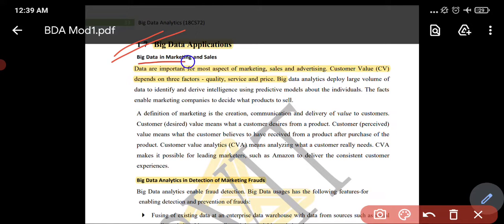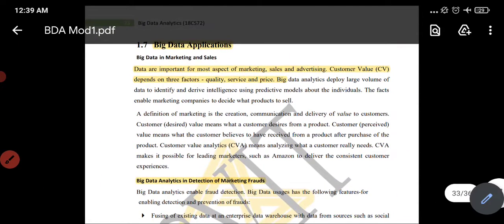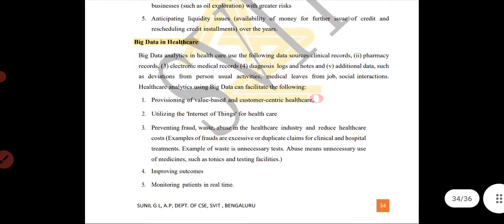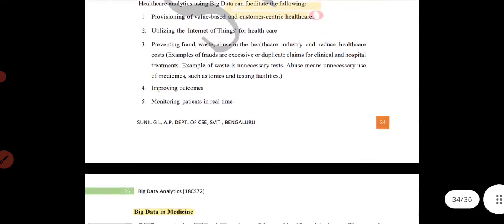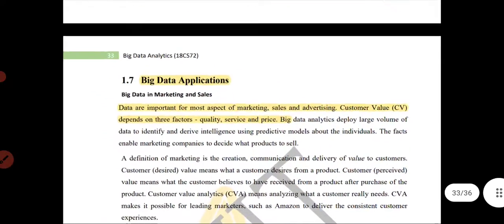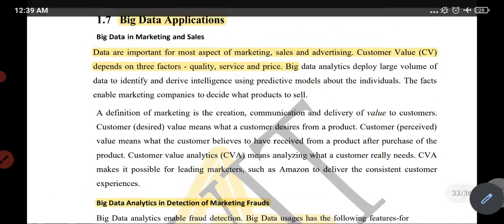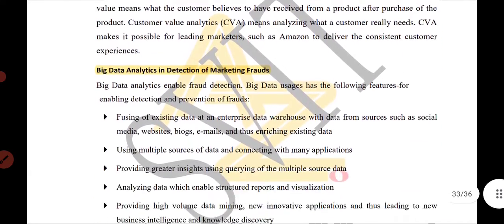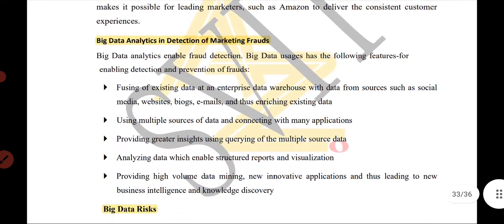Big data is used in big data marketing and sales, detection of marketing frauds, big data risk, big data credit card risk management, big data in medicine, and big data in advertising. So these are all the applications where we can use big data. The first one is the most important aspect, marketing and sales. Quality, services, and price are used, and you can read this on your own.